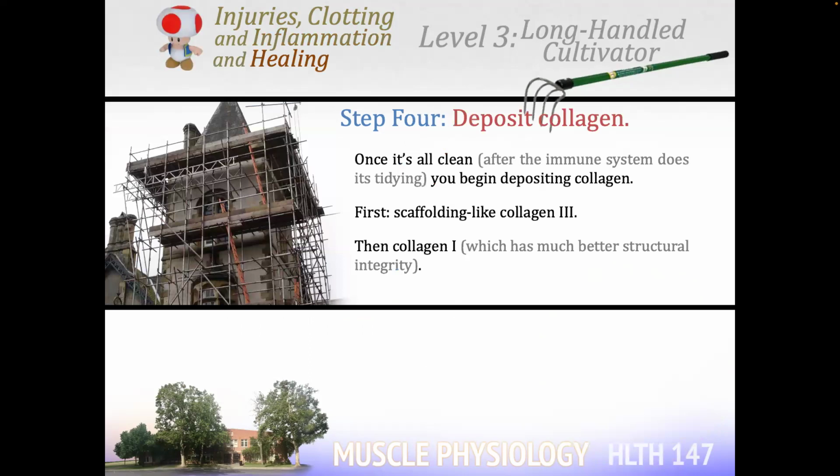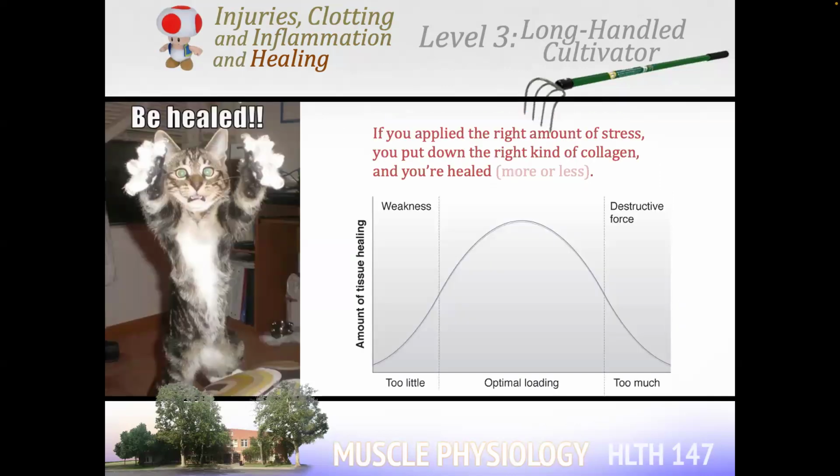But once the site is clean, after the inflammatory phase, the next step is to rebuild the tissue. But you don't just start building the final edifice of your tissue. You begin with basically scaffolding. The first kind of collagen you deposit is collagen 3, which looks cobwebby. It looks like spaghetti. It's not sturdy. But then over time, you replace that with collagen 1, which is just these nice, thick, strong beams of collagen. And if all goes right, you're healed, right?